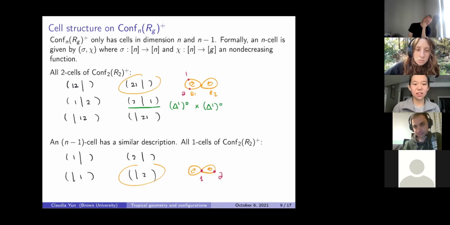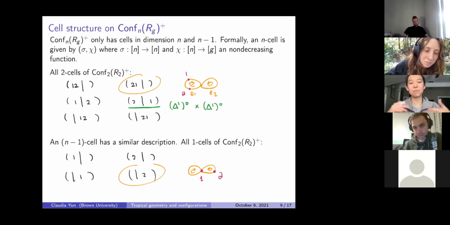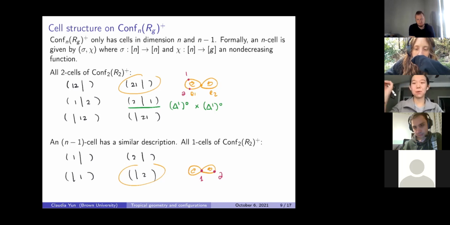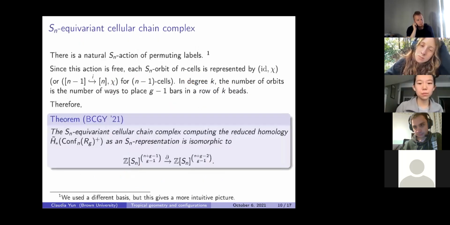Okay, so here are our cells. Some of these cells currently, I've been describing in Conf2 R2, and some of them appear to be open cells. But once we throw in that point at infinity, all these cells are going to be closed, and they'll be nice and good to go. Okay.